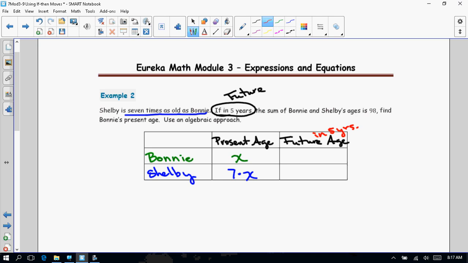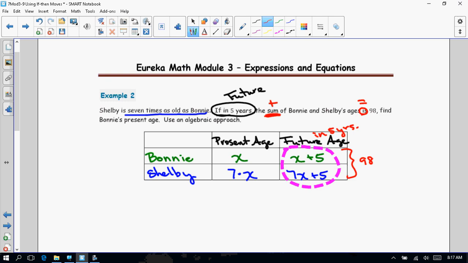So let's suppose Bonnie is a brand new baby. How old will she be in 5 years? She'll be 0 plus 5, right? She'll be whatever she is right now plus 5. So for Bonnie, her age is going to be x plus 5 because we're going to add 5 years to her. Same thing for Shelby. Shelby is going to be 7x plus 5. The other thing I know is that in 5 years, their sum of Bonnie and Shelby's age is equal to 98. So if I take these 2 here in this column, they're going to equal 98.